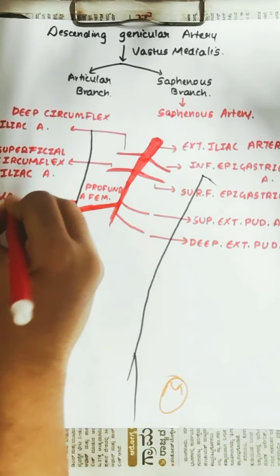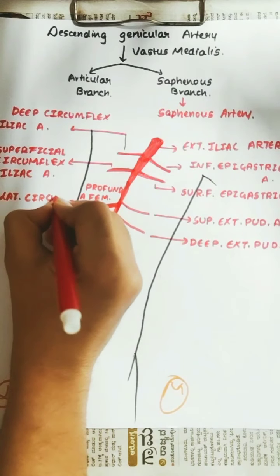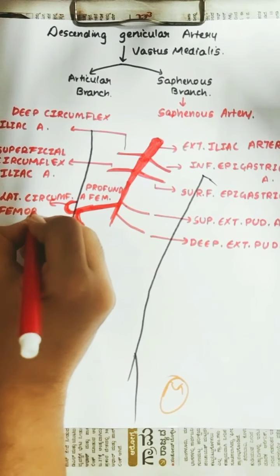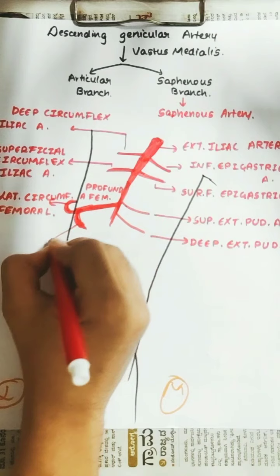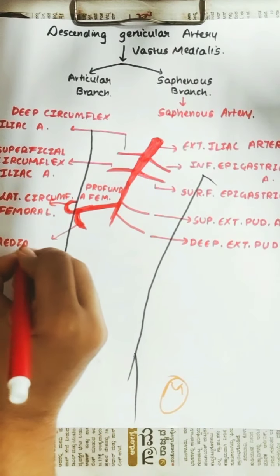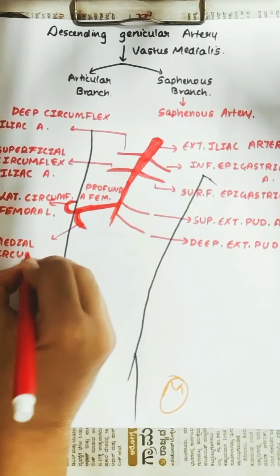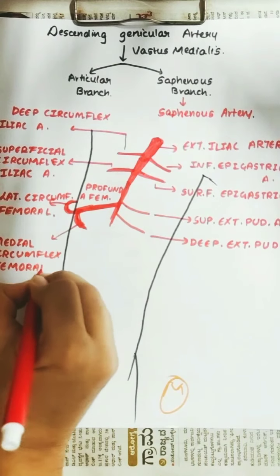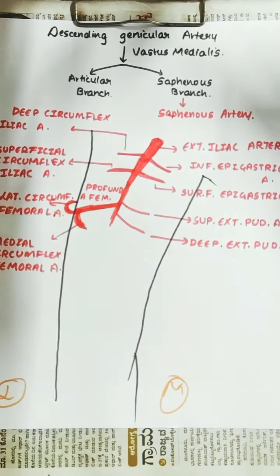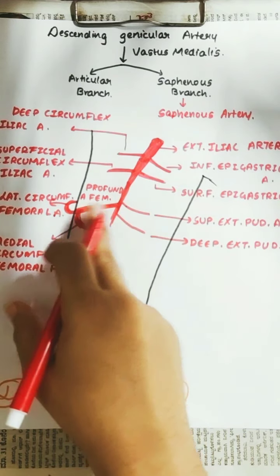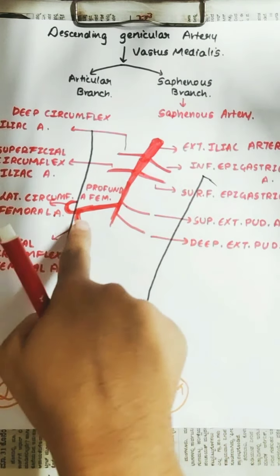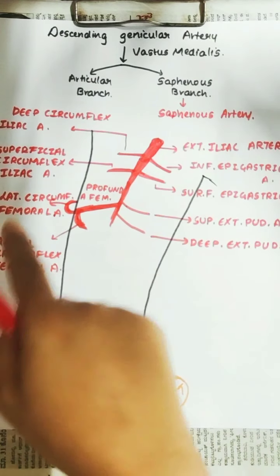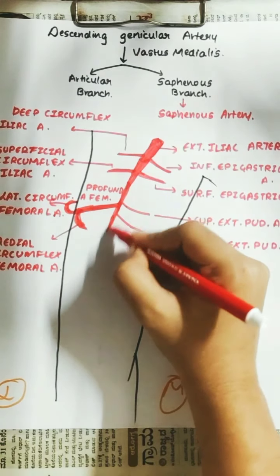So this is called the lateral circumflex femoral artery as well as the medial circumflex femoral artery. The profunda femoral artery is giving off two branches: lateral circumflex femoral artery to the lateral aspects of the thigh, medial circumflex femoral artery to the medial aspects of the thigh. So this was about the profunda.